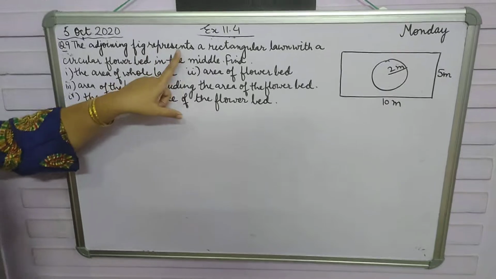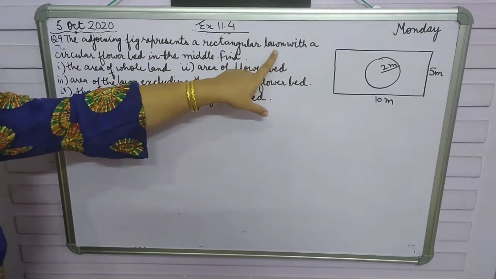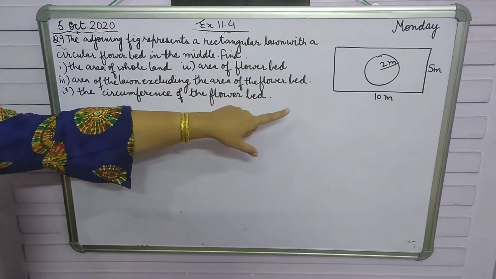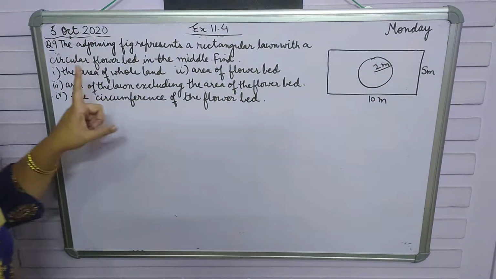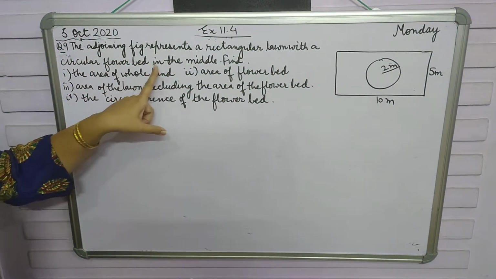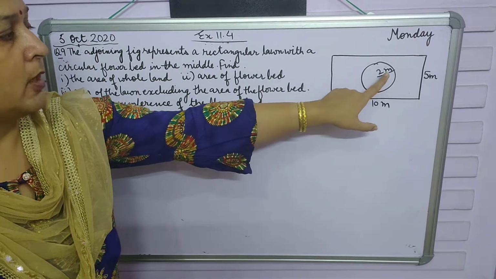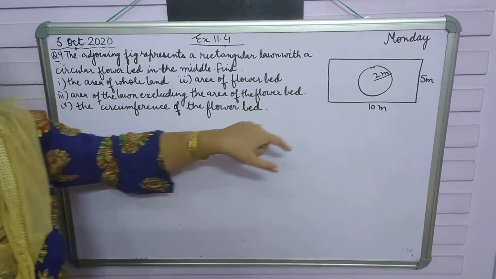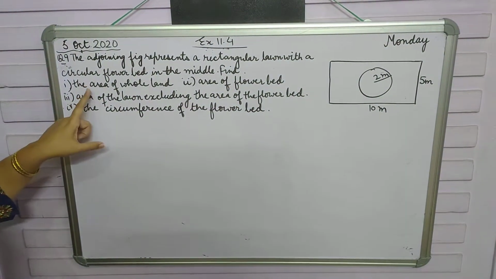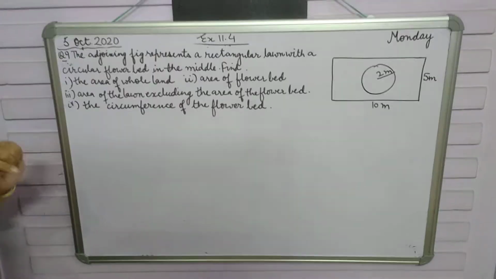The adjoining figure represents a rectangular lawn. The dimensions of the rectangular lawn are mentioned in the figure, having a circular flower bed in the middle. This is a circular flower bed of radius 2 meters in the middle of this lawn. Let us find out these mentioned things.